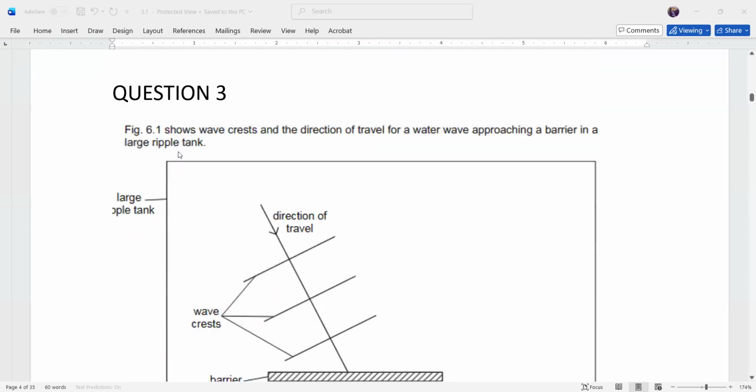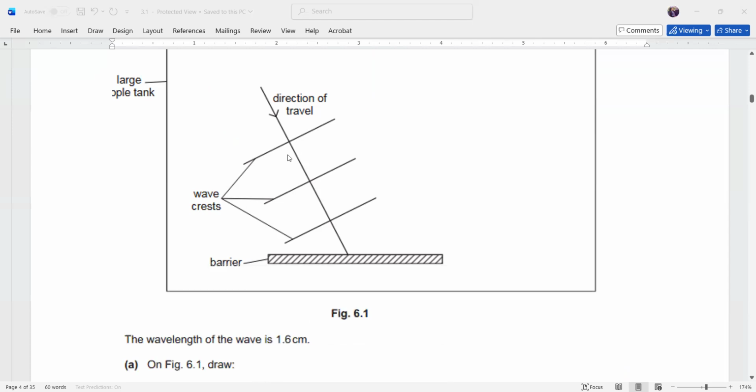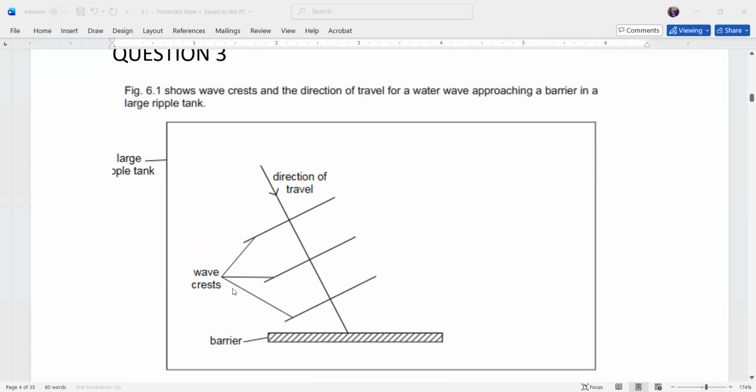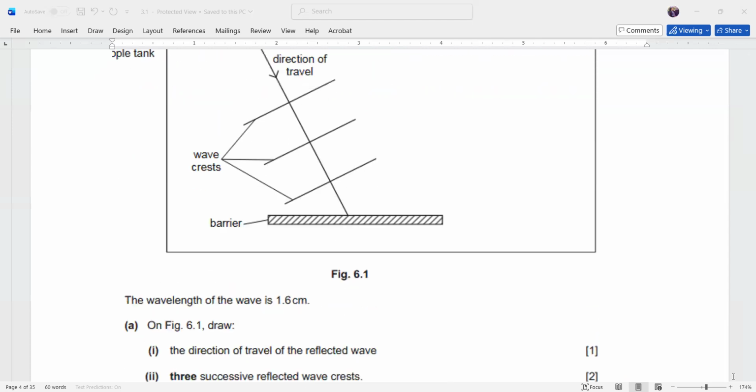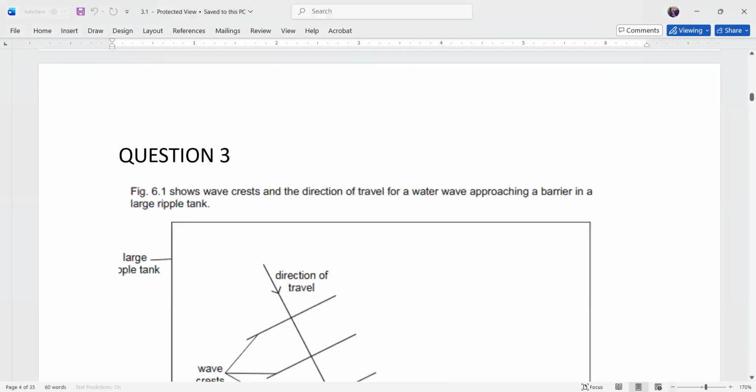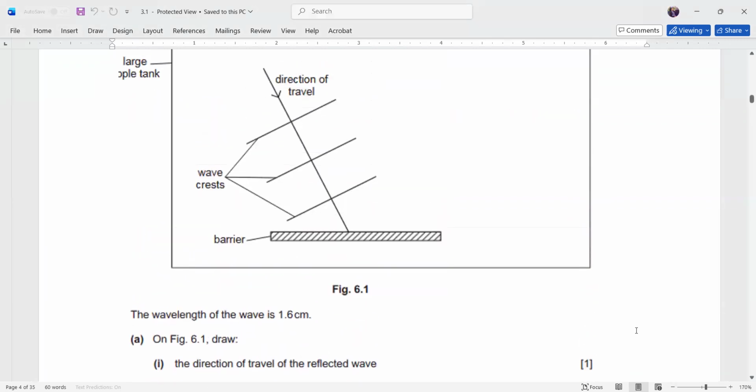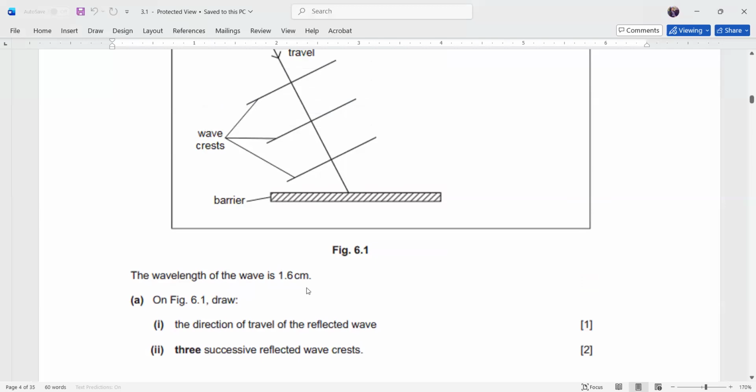The next, question three: figure 6.1 shows a wave crest and the direction of travel of a wave approaching a barrier in a ripple tank. So this is a ripple tank, a wave is approaching, and the wavefronts are there. You can annotate on the screen to answer this. The wavelength is 1.6 centimeters. On the figure, draw the direction of the reflected wave and the three successive reflected wavefronts.